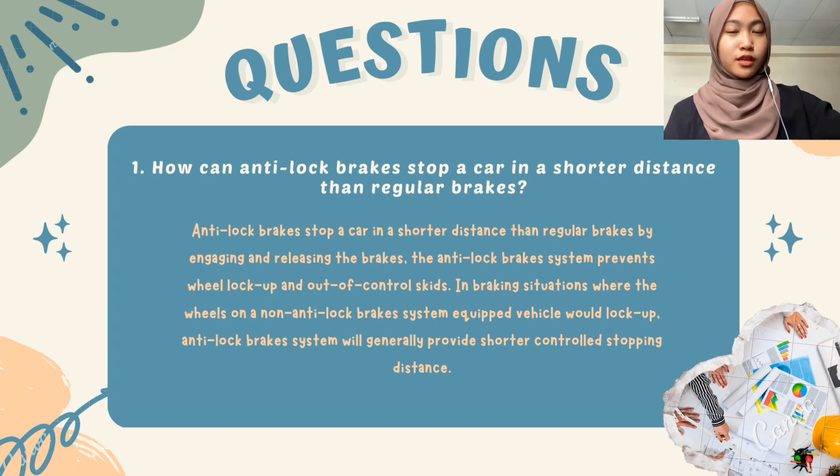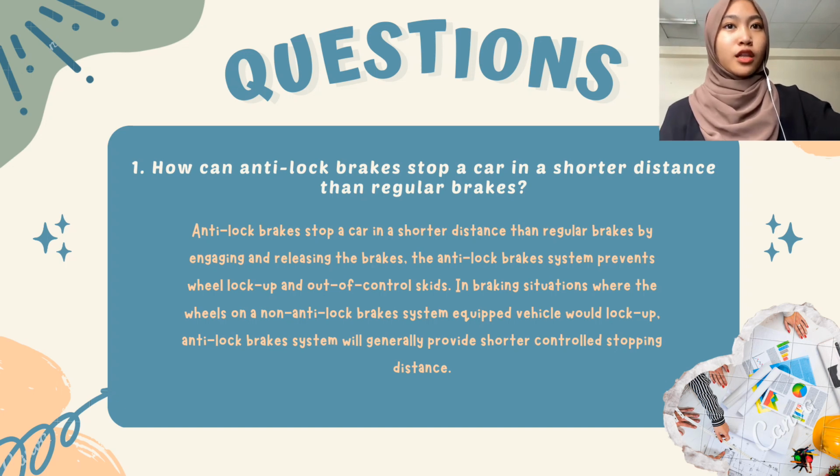So we move to the questions. Number 1. How can anti-lock brakes stop a car in a shorter distance than regular brakes? Anti-lock brakes stop a car in a shorter distance than regular brakes by engaging and releasing the brakes. The anti-lock brake system prevents wheel lockup and out-of-control skids. In braking situations where the wheels on a non-anti-lock brake system equipped vehicle will lock up, the anti-lock brake system will generally provide a shorter controlled stopping distance.